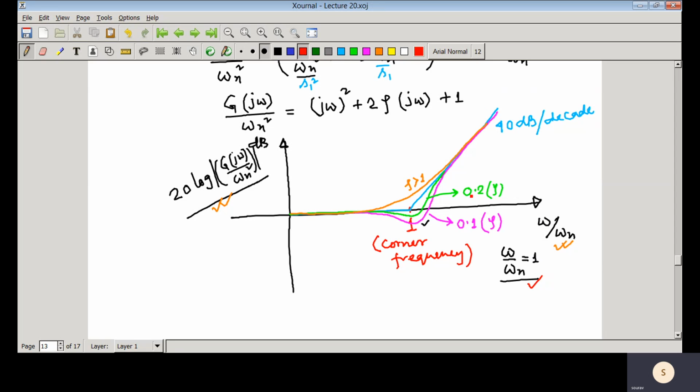Now what would be that asymptotic Bode plot? Whenever zeta is greater than 1, the asymptotic Bode plot would be like this, and when zeta is less than 1, whenever it is very small, then that asymptotic Bode plot is like that, and for different values of zeta it would be looking like this.